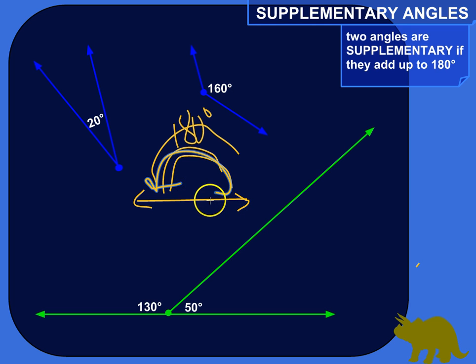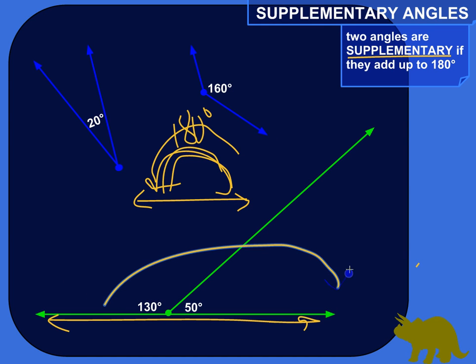And what we call angles that add up to 180 degrees is we call them supplementary angles. The supplement means to supply what else is needed. So, for example, this whole angle would be 180 degrees, and 130 degrees gets us part of the way. So 50 degrees supplements, you could say, the 130 degrees, so that together they make a full math rainbow here, 180 degrees.